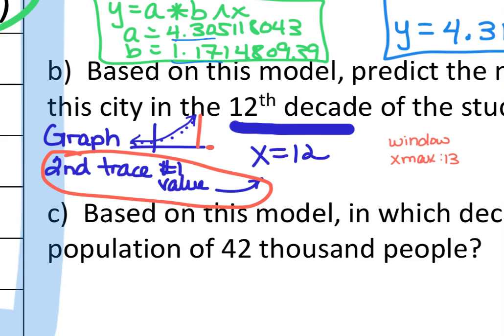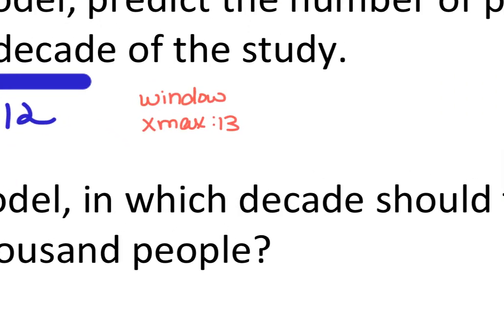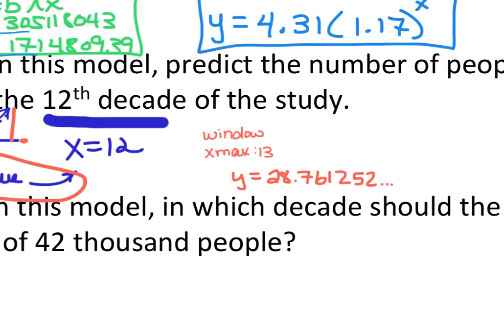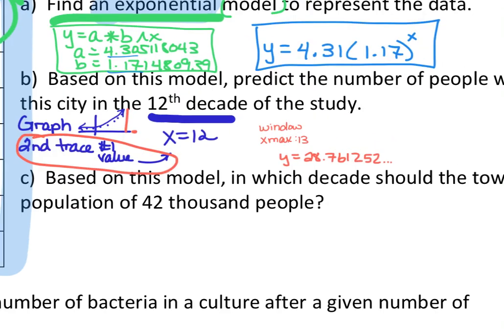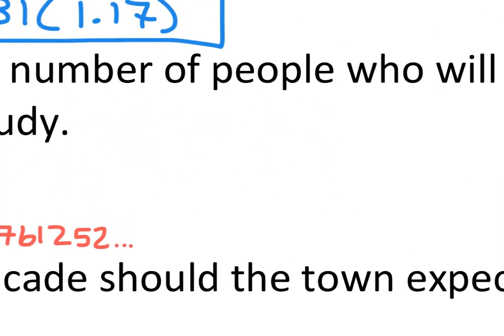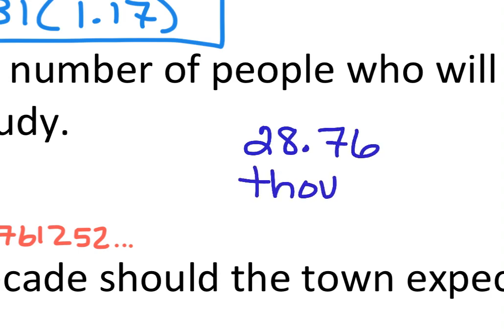The second trace 1, and it's redrawing my graph. That's why I hesitated. And so x equals 12. And now it says to me that the y value is 28.761252 and so on. That's what my calculator says. And the question asks for the population in thousands. Miss Applebacher asks that you round decimal numbers to 2 decimal places. And so what you want to write for your answer is 28.76 thousand people.